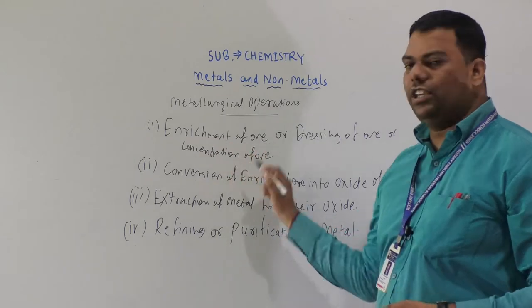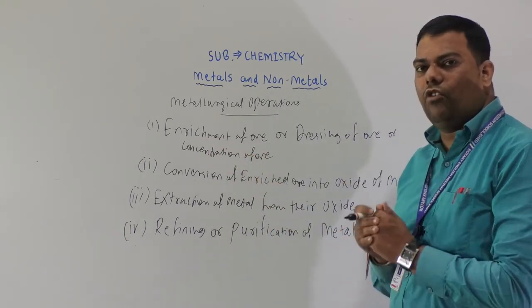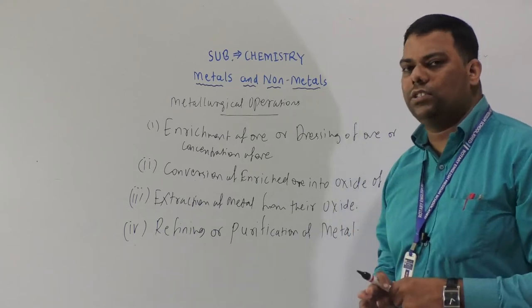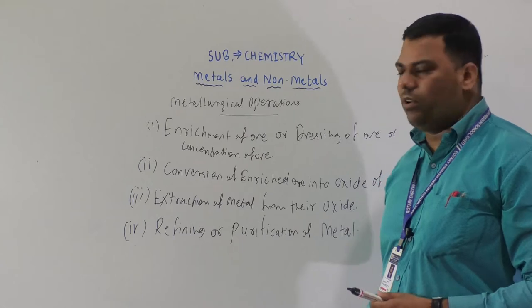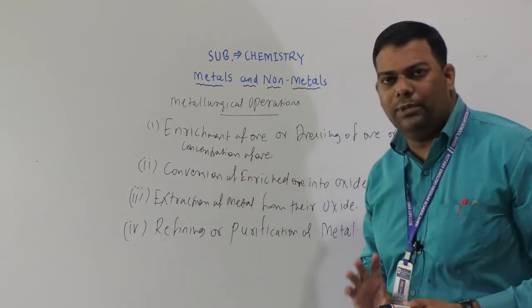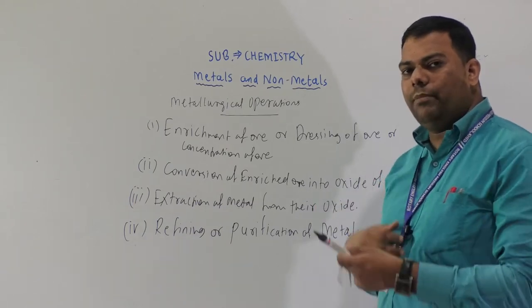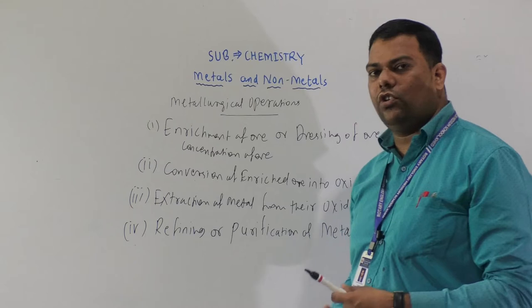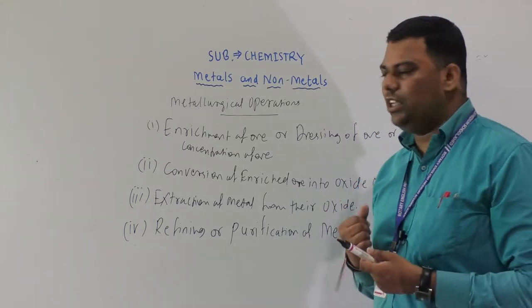So first you have to enrich, using crushing and washing, all the physical methods. Enrichment or dressing of ore, or we can say concentration of ore. Next, conversion of that enriched ore into oxide of that metal. Why are we converting to the oxide of that metal? Because whenever we convert the metal into its oxide, extraction becomes easier.